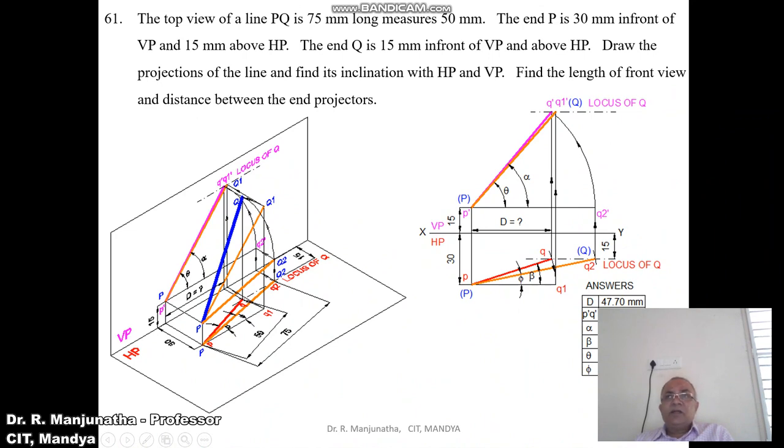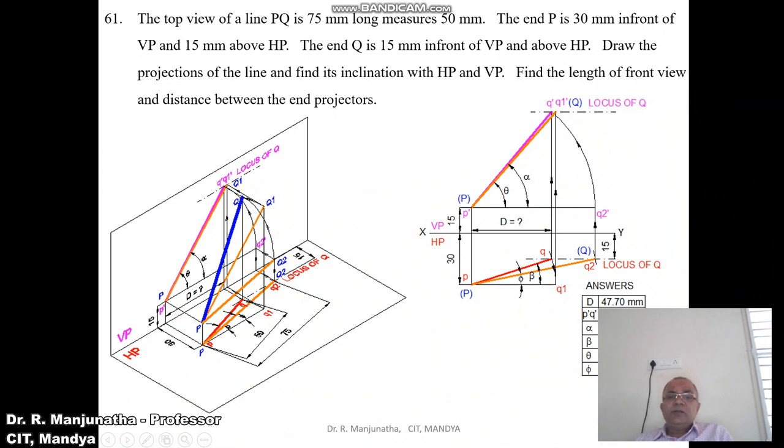Then with P dash as center, taking the radius P dash Q2 dash using the compass, draw a smooth thin arc such that it cuts the end projector line at this point. Mark this point as Q dash and join P dash Q dash with a dark line. Once you get P dash Q dash, through Q dash draw a horizontal dash dot line, which will be the locus line, and mark it as the locus of Q in the front view.